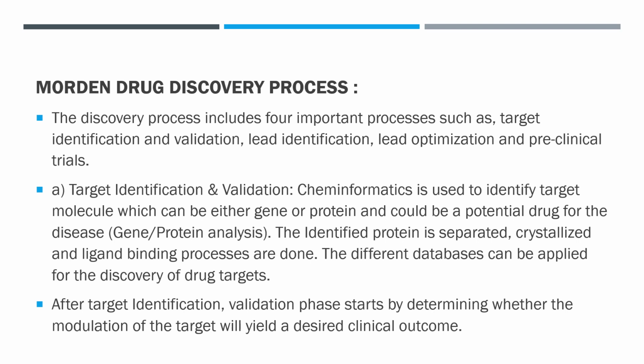So as we have already seen, it includes a four-step process, that is target identification, lead identification, lead optimization, and preclinical trials. We'll just see how chem informatics is used in each of these steps. Chem informatics is used to identify the target molecules, which are either a gene or a protein and could be a potential drug target for a particular disease.